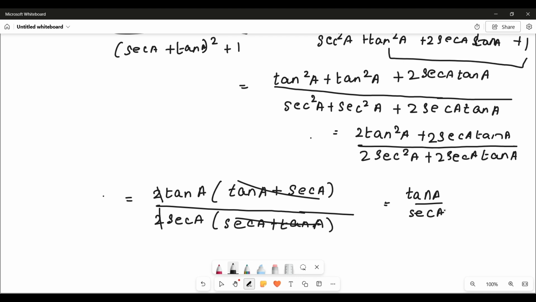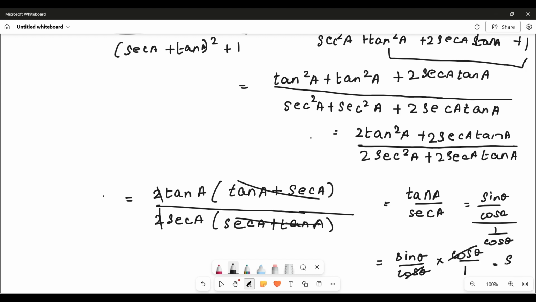which is nothing but tan A, which can be written as sin by cos over 1 by cos. It's nothing but sin theta by cos theta times cos theta over 1, the reciprocal. Cos theta and cos theta get cancelled out, so you end up getting sin theta. That's it. This is the LHS, hence proved. Thank you.